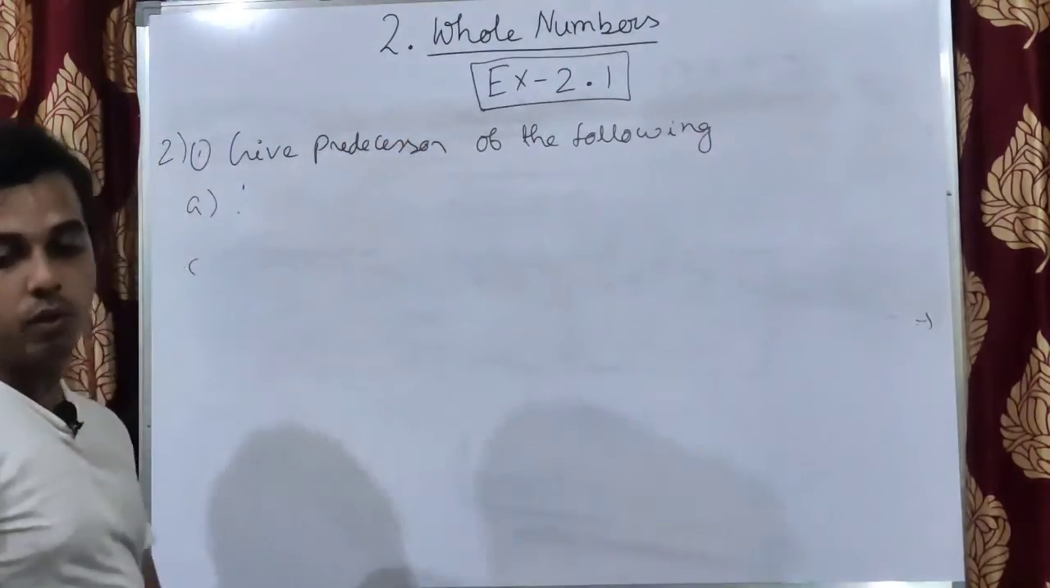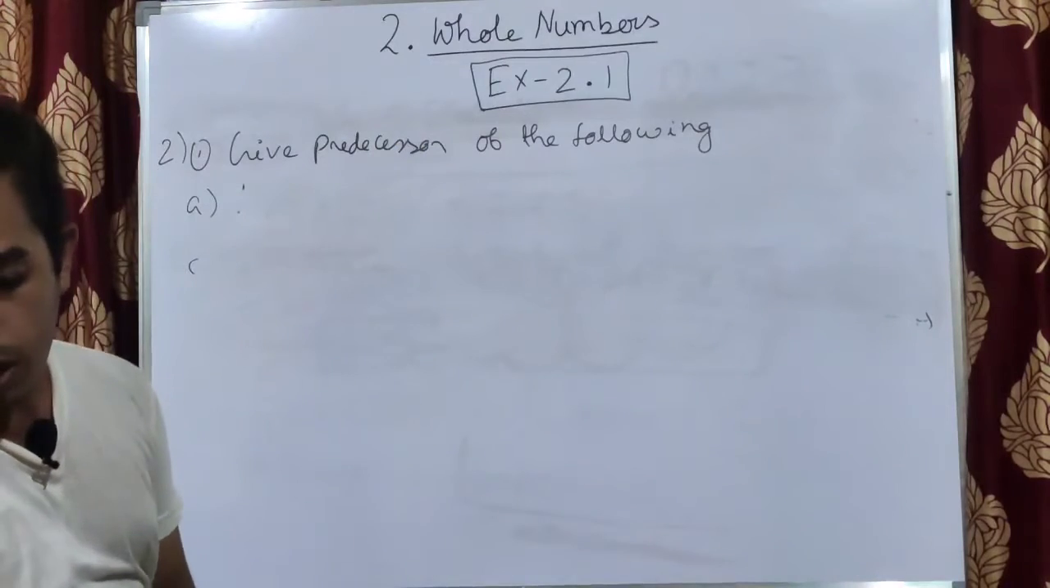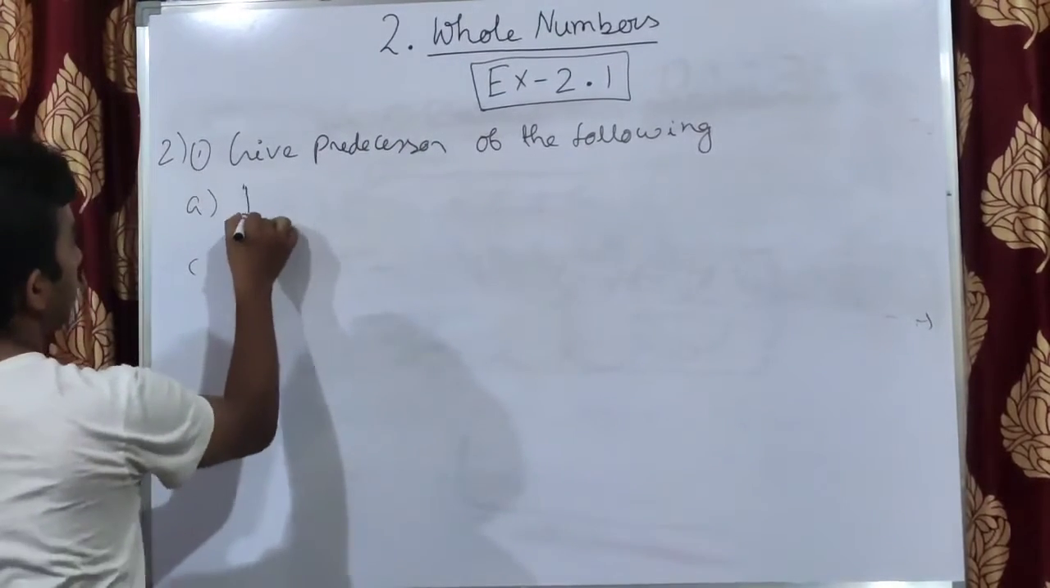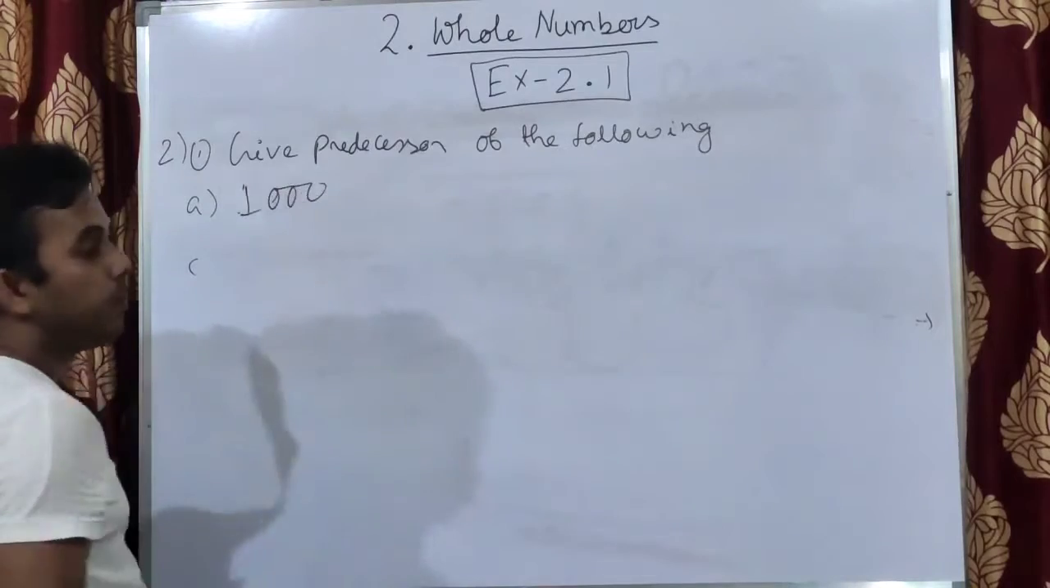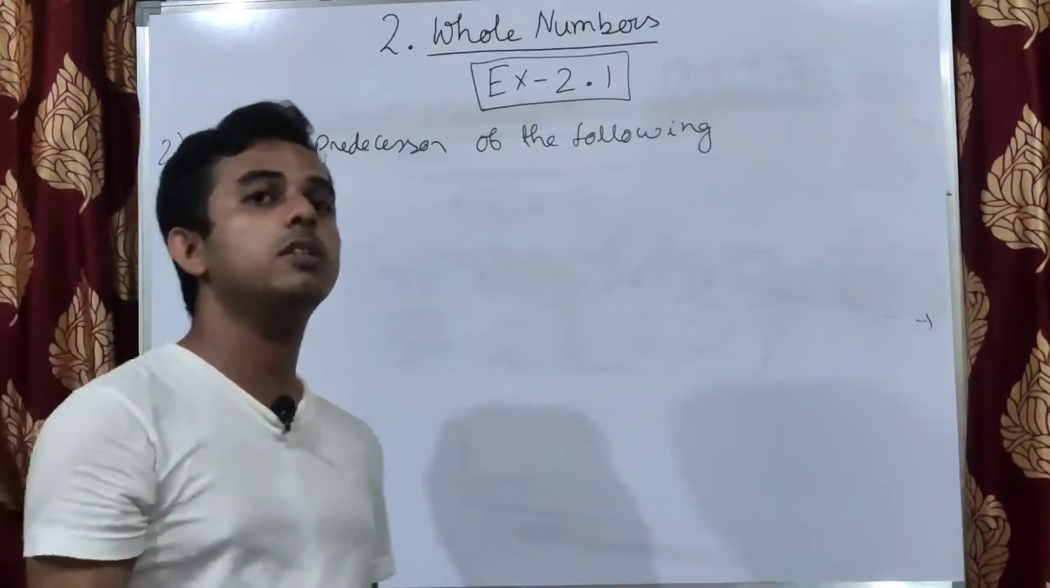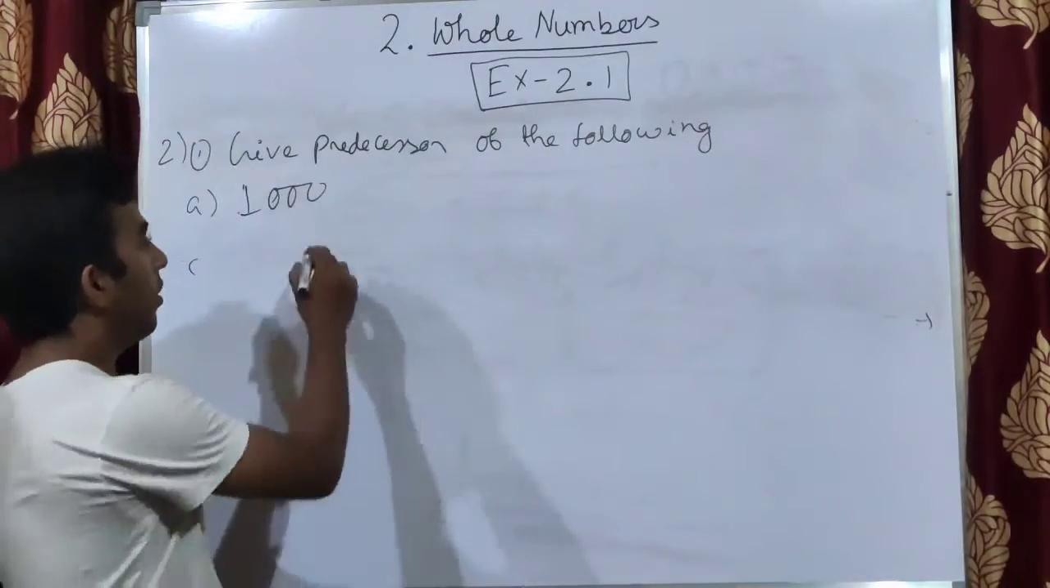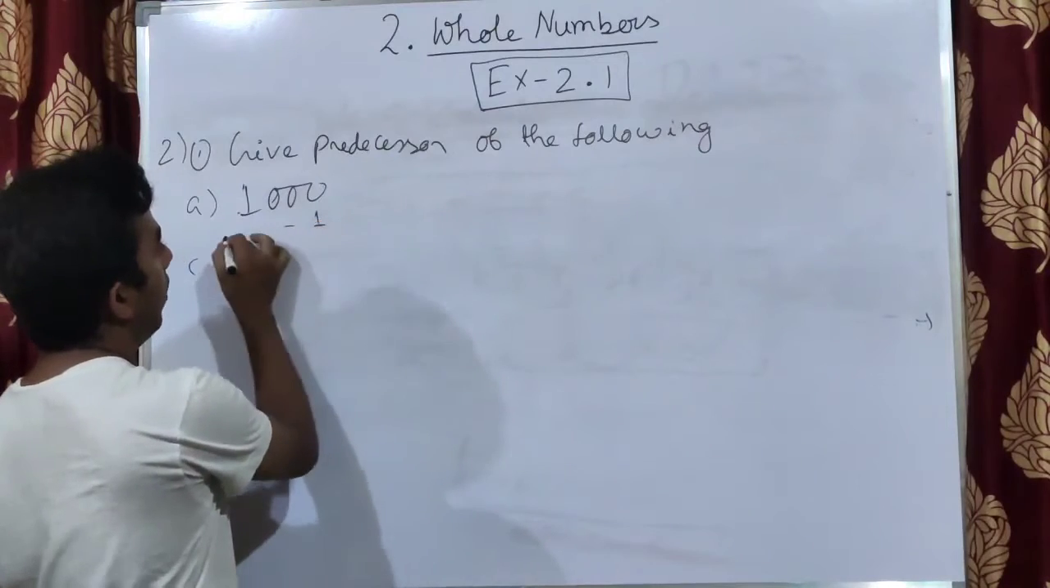Give the predecessor of the following. First, suppose 1000. In a predecessor, what do we do? We just subtract 1. Okay, now here we will subtract 1.